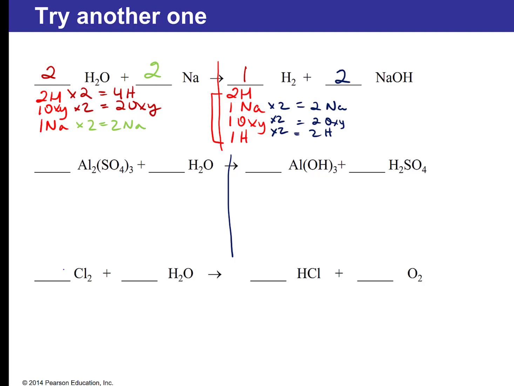So this looks like a lot. Just make sure that you multiply everything times the inside when you have those parentheses. So this is 2 Al, 3 S's, 12 oxygens, 2 hydrogens, 1 oxygen. And so these two, connect them, because those oxygens are together. Then over on the other side, 1 Al, 3 O, 3 H's, 2 more H's, 1 sulfur, and 4 oxygens.